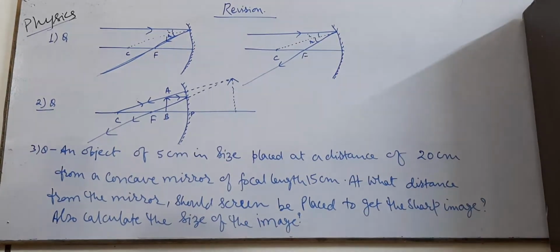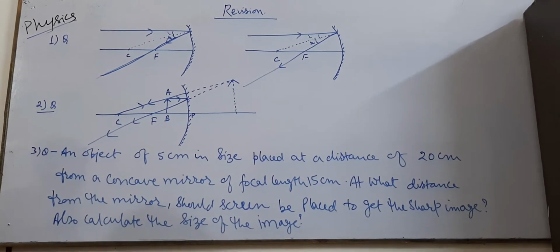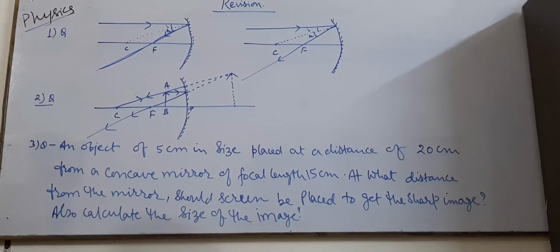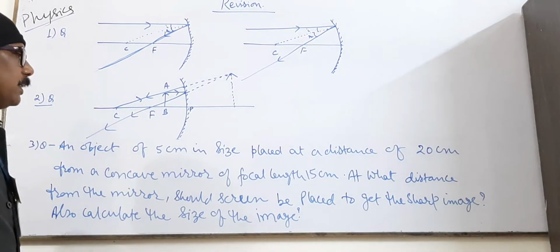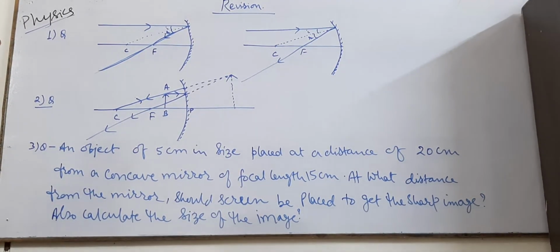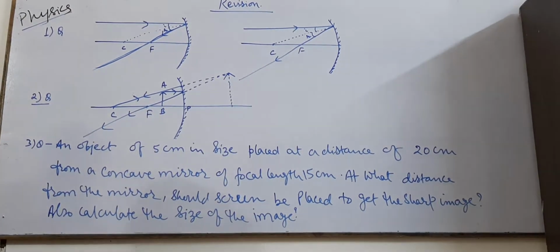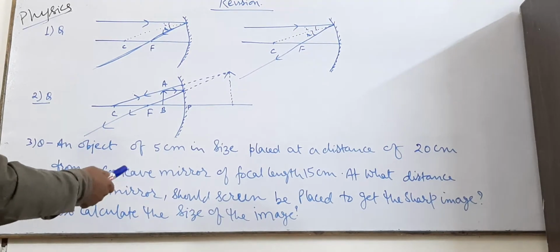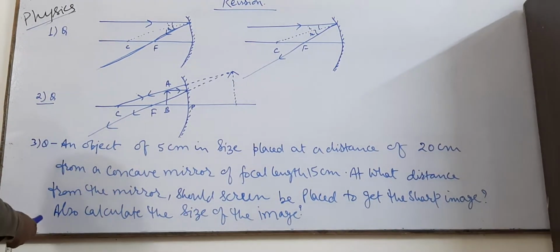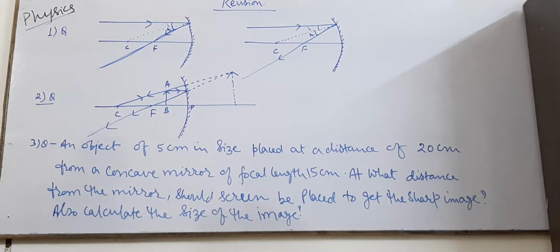Now another question I have written here. An object of 5 centimeter in size is placed at a distance of 20 centimeter from a concave mirror of focal length 15 centimeter. At what distance from the mirror should a screen be placed to get a sharp image? Also calculate the size of the image.